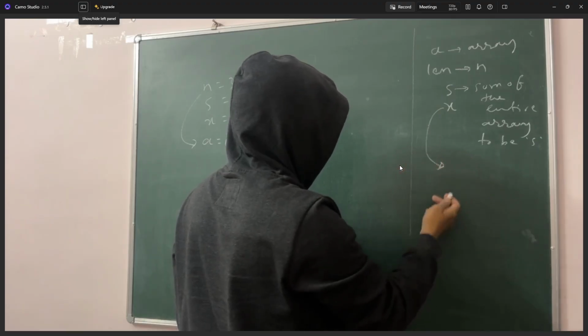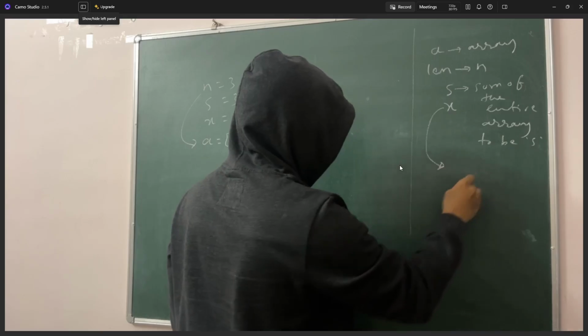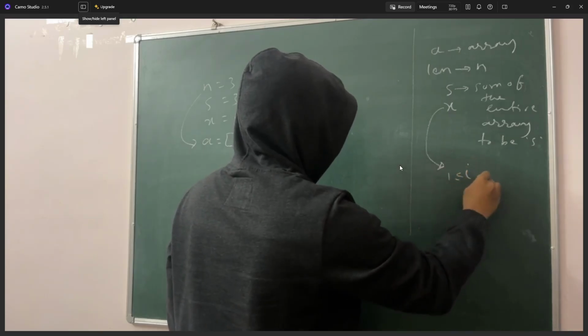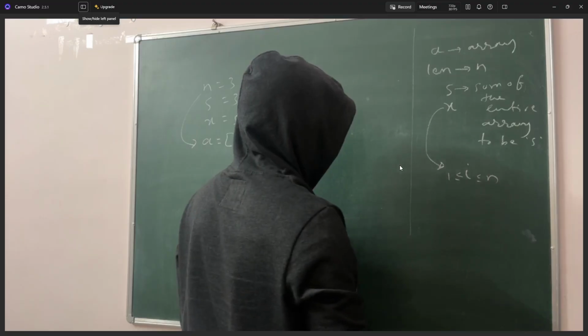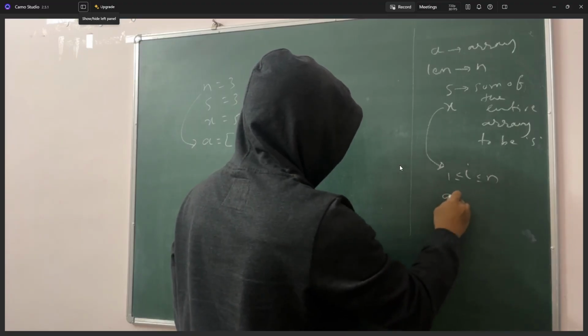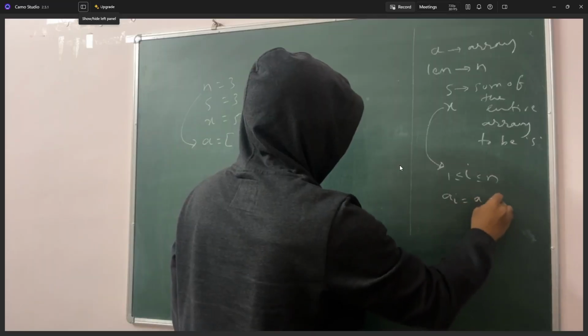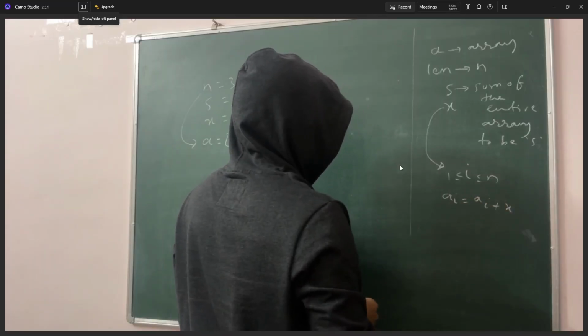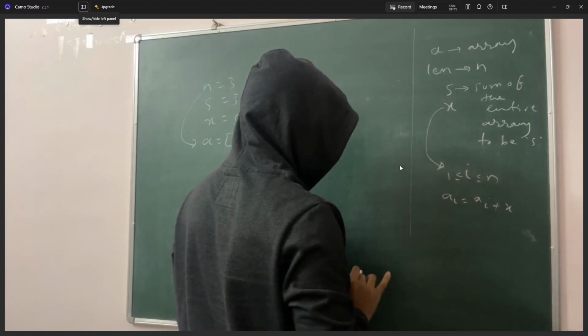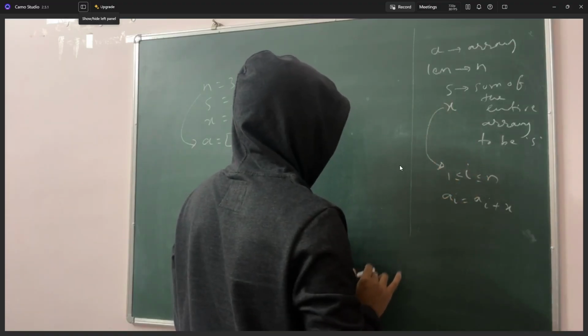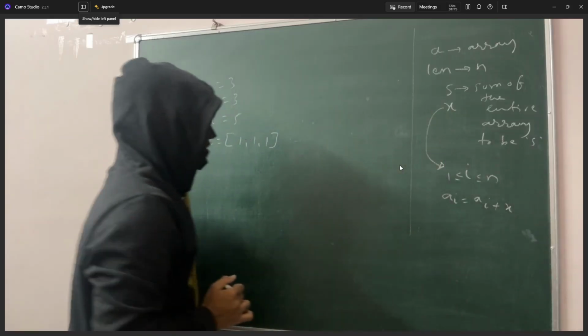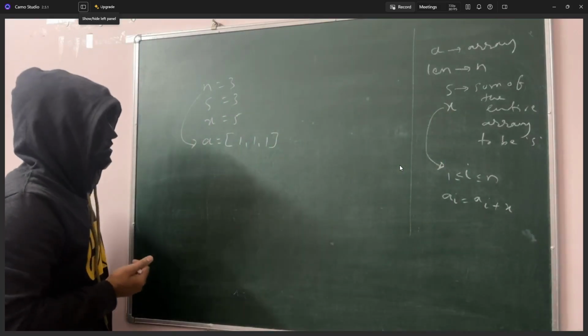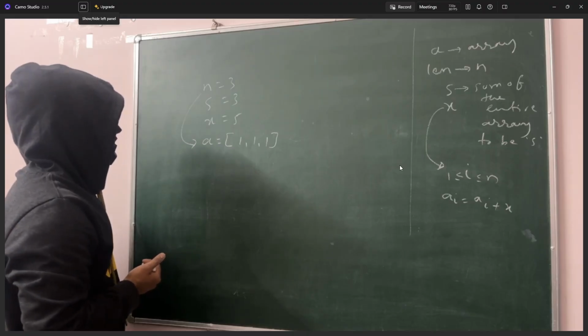What is that operation? You can choose any index i from 1 to n, it is one-based indexing, and you can change a of i to a of i plus x. You can do this operation any number of times, and we need the sum to be s. So it's a mathematical problem. How can we do this is the question now.